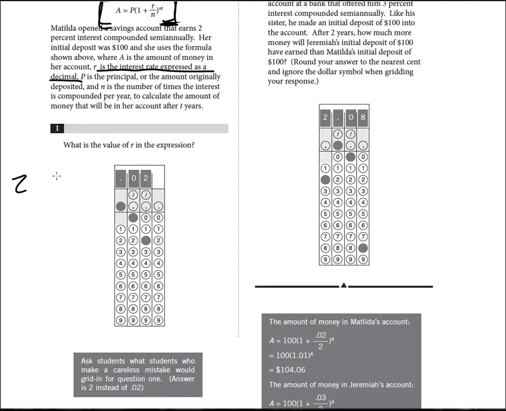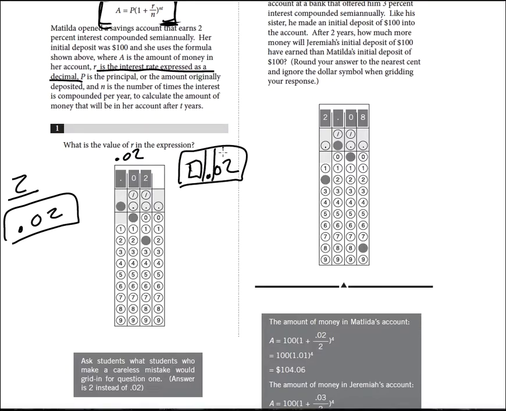So the correct answer wouldn't be 2. It would be 0.02, right? 0.02. And I could bubble that in. I could justify that left as it is here, or I could do that on the right. I could leave the first one blank and do 0.02. It doesn't really matter how I bubble that in, right? So 0.02 is the answer for the first one.